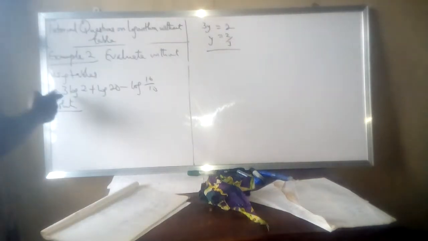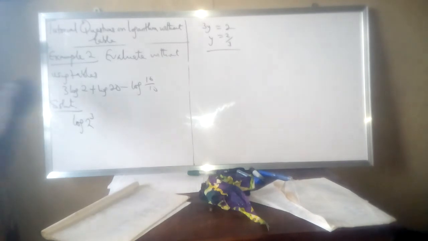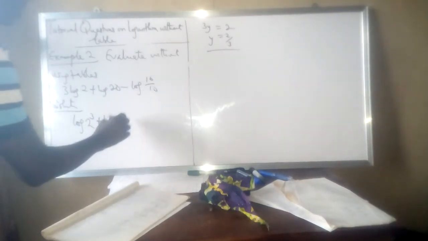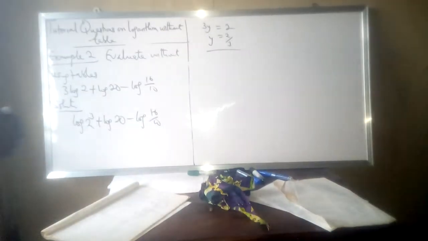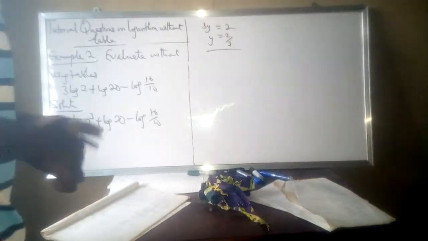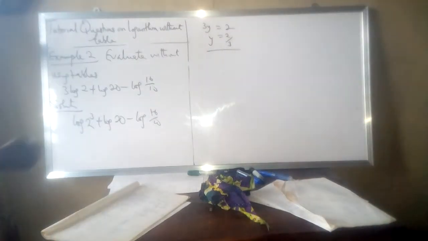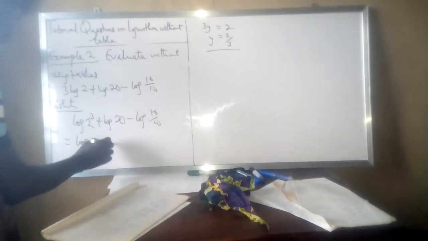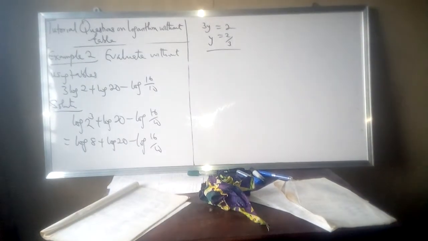So what we need to do, we write this one as log 2 raised to power 3, plus log 20 minus log 16 all over 10. Log 2 raised to power 3 is log 8. So in that case, we have log 8 plus log 20 minus log 16 all over 10. Mind you, we said base 10.